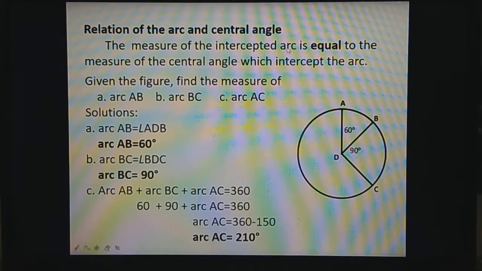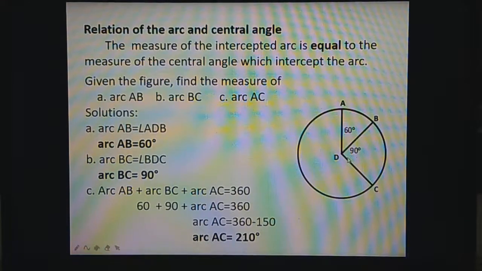So, another one, measure of arc BC ang hahanapin at ibinigay ang measure ng central angle na nag-intercept sa kanya. Ayan, ang nag-intercept sa kanya na angle ay BDC at yun ay 90 degrees. So, it means only that this central angle, BDC, is equal to the measure of arc BC. So, arc BC is also 90 degrees because this is the intercepted arc of the central angle BDC. Equal lang ang measure ng arc at angle na yan.